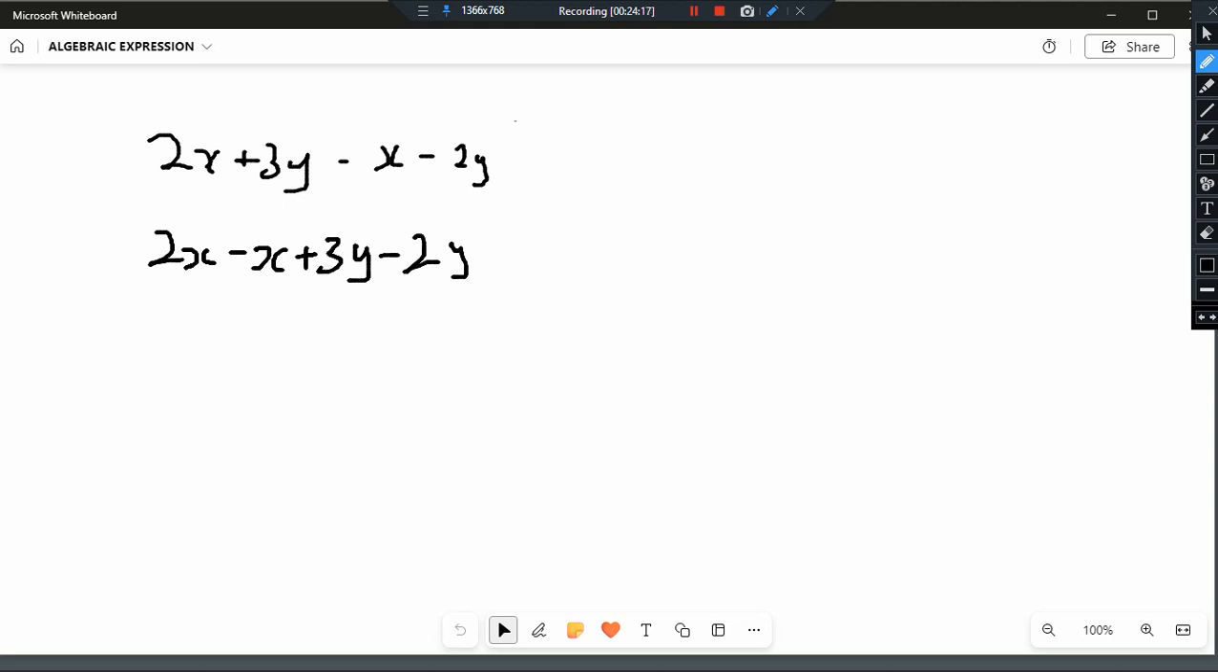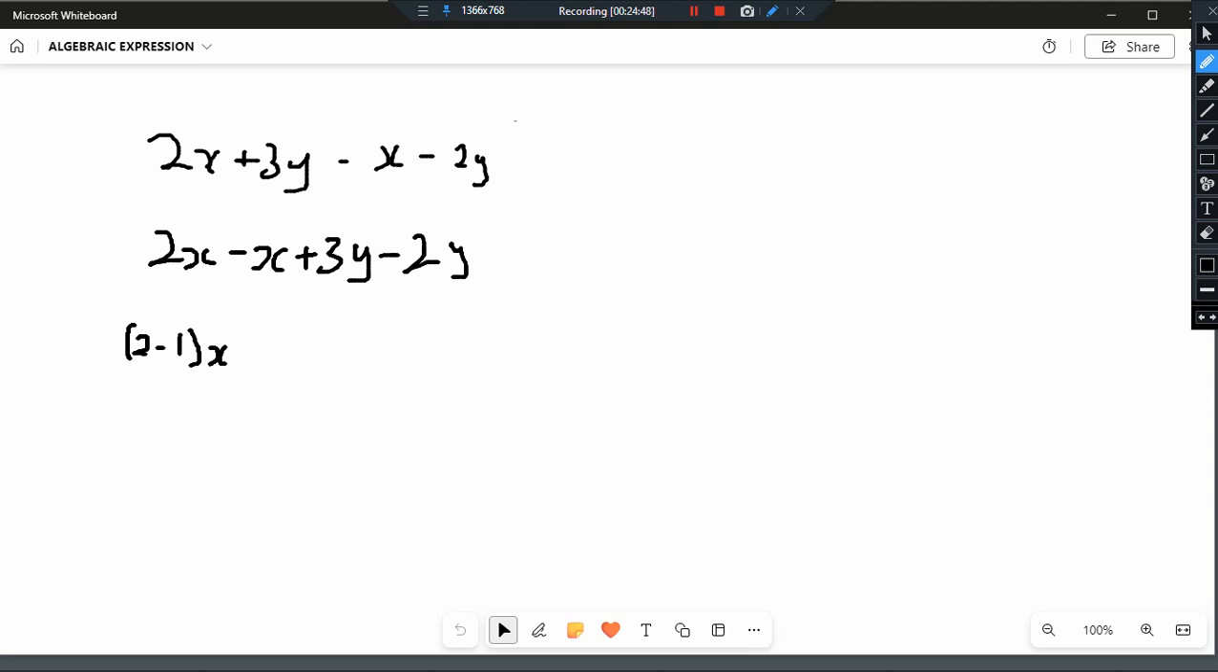Now the next step is what? You simplify by adding or subtracting the coefficient. Alright, so what this means is that, what is the coefficient here? The coefficient here is 2. So in simple case, you can open a bracket, then you write the coefficient over here. And what is the coefficient here? The coefficient here is negative 1. Then you close the bracket in the name of variable x.